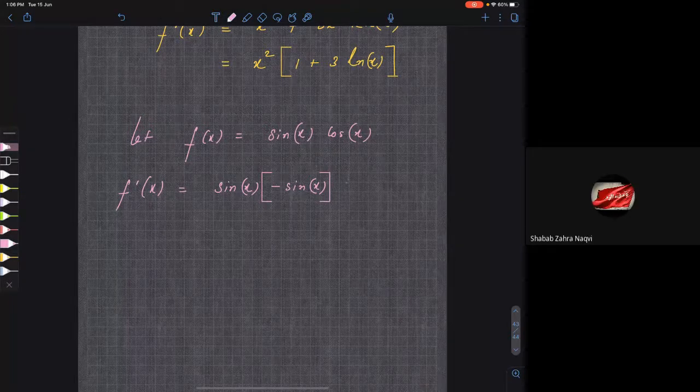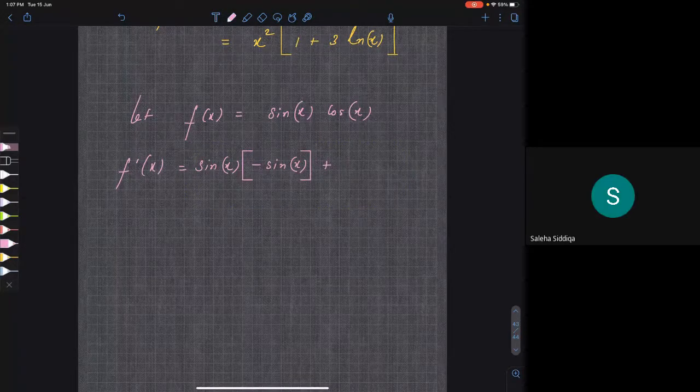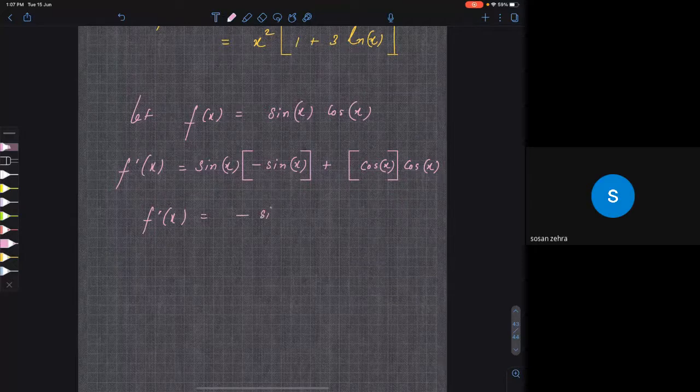Plus, what to do now? I'll keep cos x as it is. So cos x into cos x. Very good. Now this will test the formulas of trigonometry also. So what is f dash of x? It is minus sin square x plus cos square x.